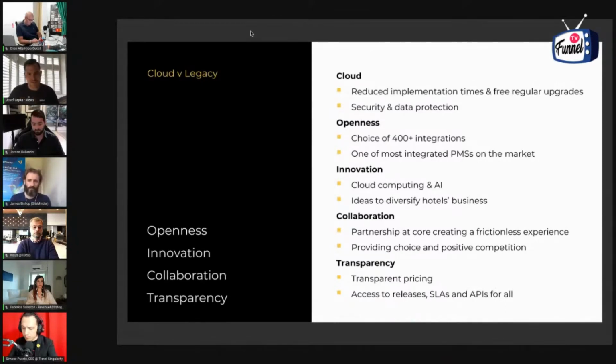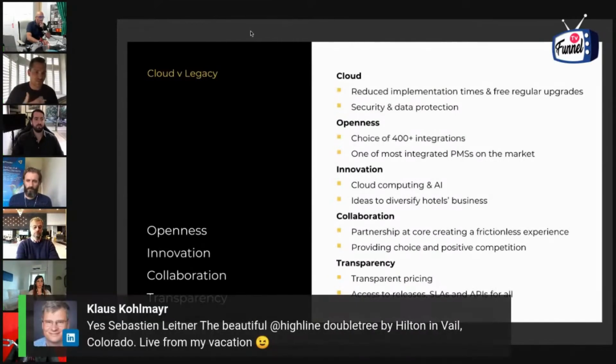Then when we look at cloud versus legacy, again, you have innovation. Because you have choice, you can implement cloud computing and AI in a much simpler way, which then leads to being able to realize ideas to diversify the hotel's business. I mean, one example, again, News is looking at diversifying not just the sale of rooms and beds, but also other resources that the hotels have, and to manage them in one platform and be able to distribute it over and over to our partners.